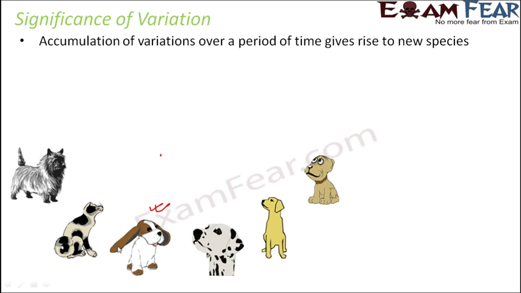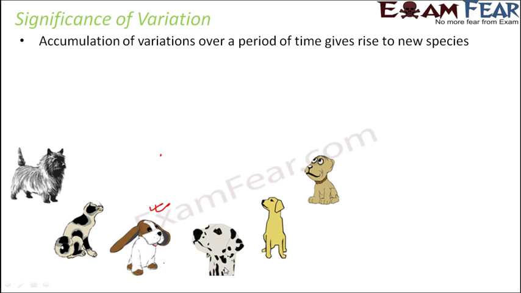So, this one has long ears. Now when this reproduces further, all the dogs which are produced will have long ears. So that is how you get one particular variety of dog with long ears. Similarly, there will be some dogs with spotted bodies. So that again becomes a trend over a period of time.